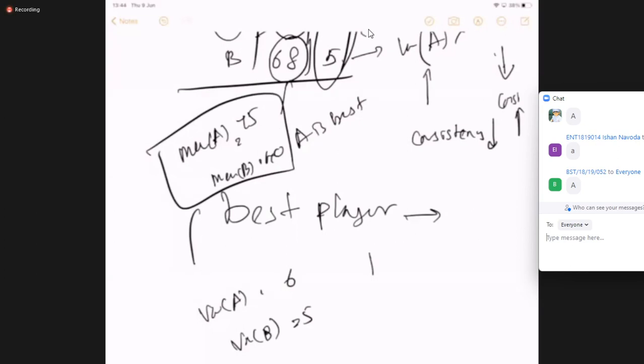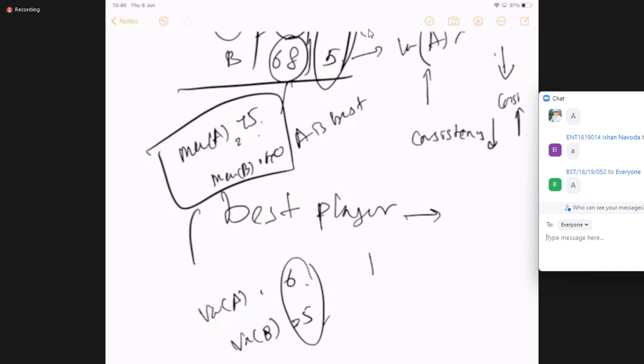Right? Now player A's mean is 75 and player B's is 40. The variance of one is 6 and the other is 5. Now who is the best player here? If we compare their variances, we can say that player B is the best player because he has less variability. But if we compare their mean values, they have a huge difference between them, 75 and 40.